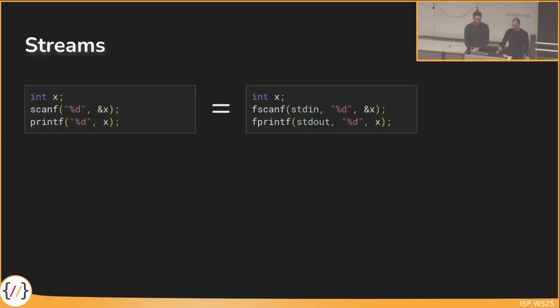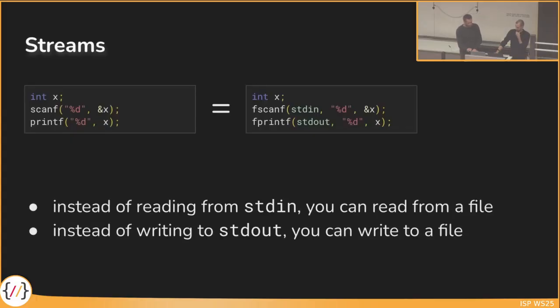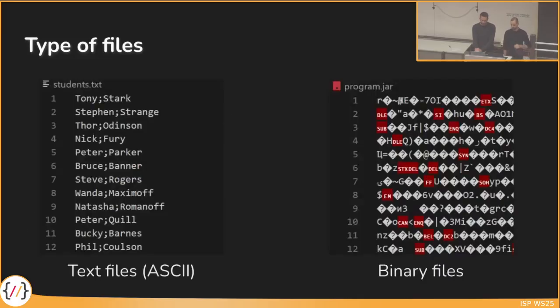Yeah, and now we can change the standard in or the standard out with files. And then we can write to files or read from files, and we can do this with fscanf and fprintf. But now let's have a look at what the difference is between text files and binary files. So we have two examples here.